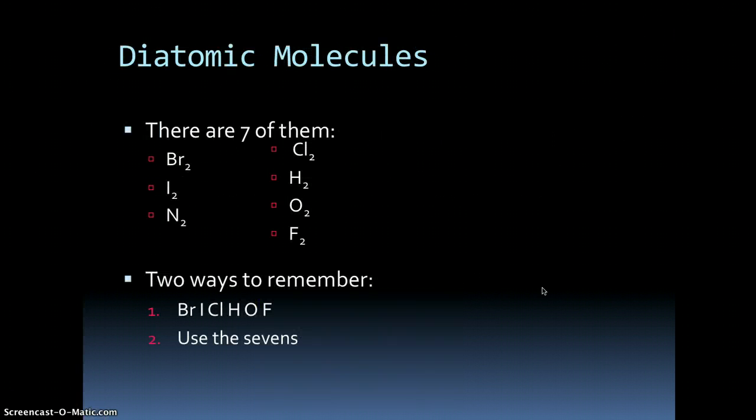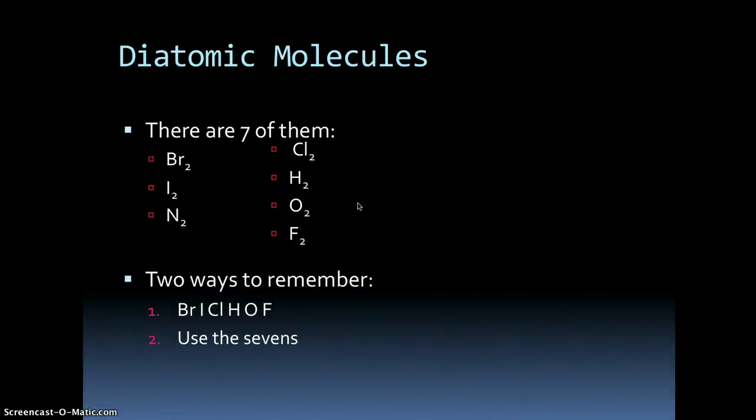There are 7 elements that can do this: bromine, iodine, nitrogen, chlorine, hydrogen, oxygen, and fluorine. And you'll notice the little 2 back here. And that's because you have to have 2 atoms of that element. So you'll never just write hydrogen by itself. There'll always be a little 2 back here when it's by itself. Now if it's in a compound or a molecule, you're going to follow your bonding rules.